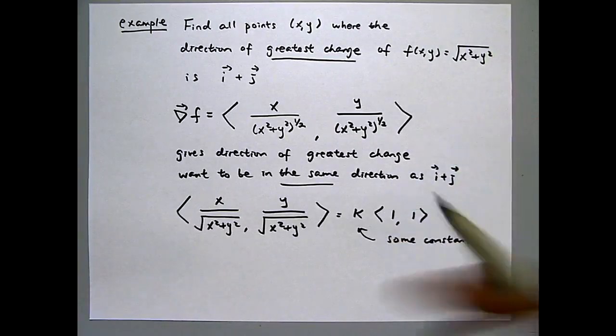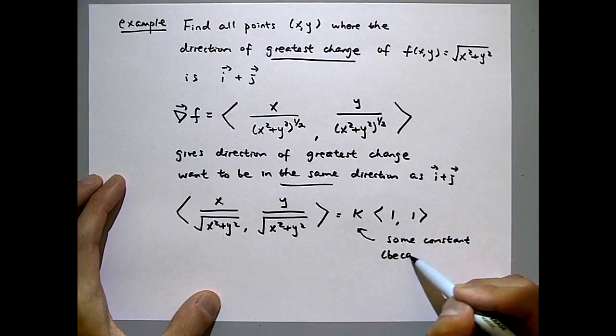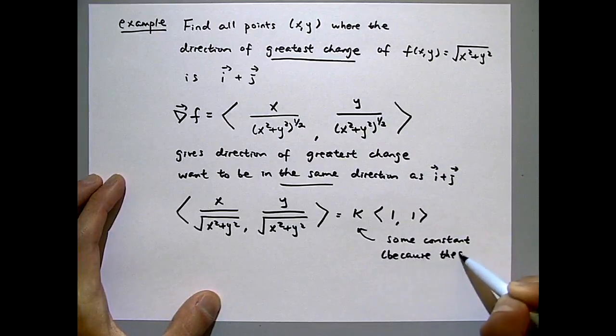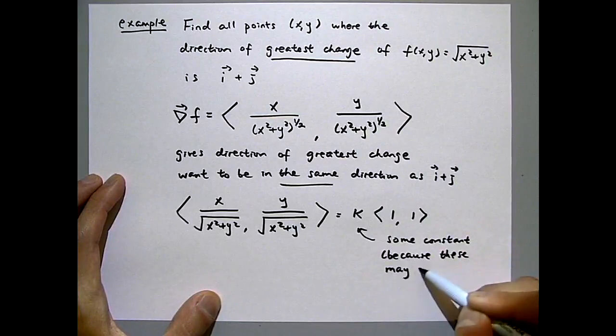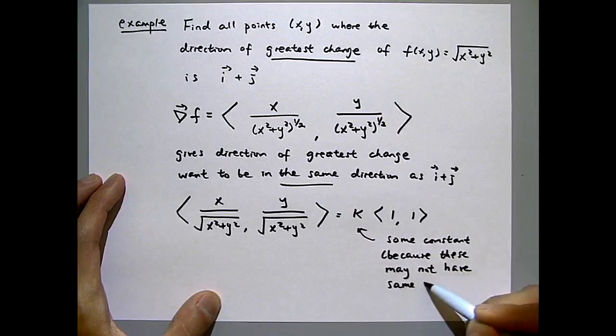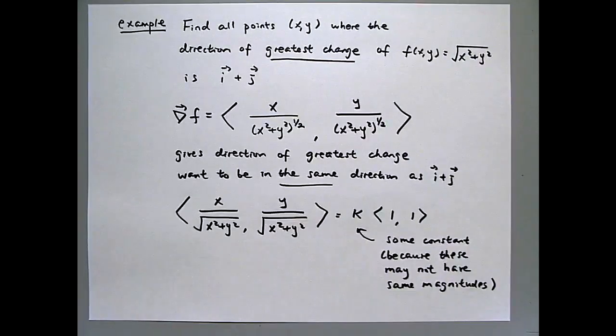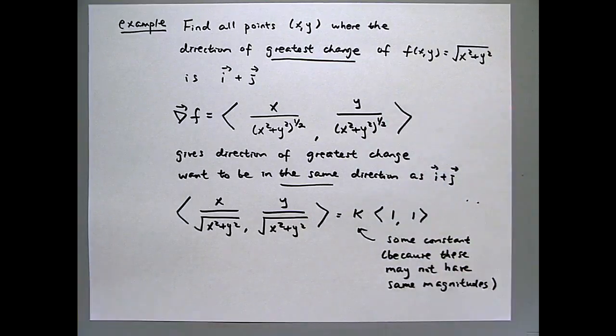So that's why this k is in here, because these may not have the same magnitudes, but they have the same direction. So you make them equal, but a constant multiple to adjust for the potential difference in the magnitudes. But magnitudes don't affect the direction. So the equality makes sure we have the same direction, but different magnitudes.